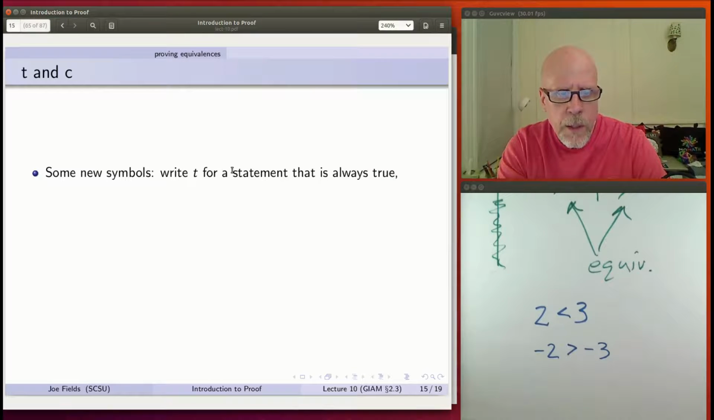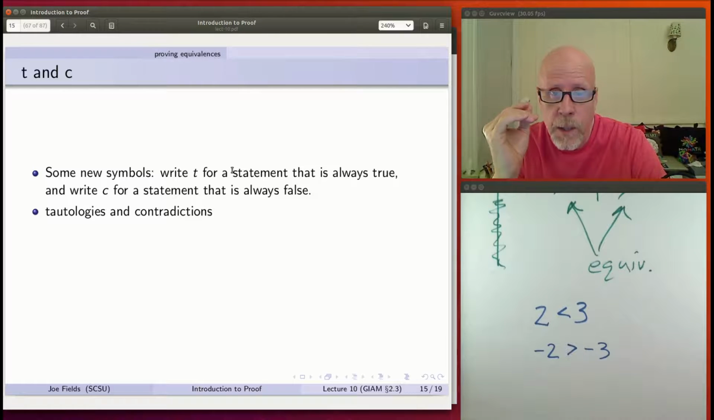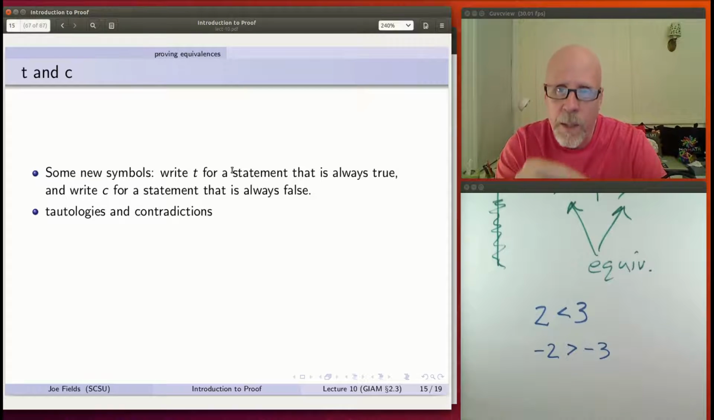T is what we use for a statement that you know is true. It's always true. In any situation, it's true. It's just truth embodied, right? You write C for the similar thing that's always false. The words for those kinds of statements are tautologies and contradictions. So T for tautology, not T for true. C for contradiction. This is different from the capital T and the F, the phi that I've been using, because those are just truth values. This is a statement that has that truth value.